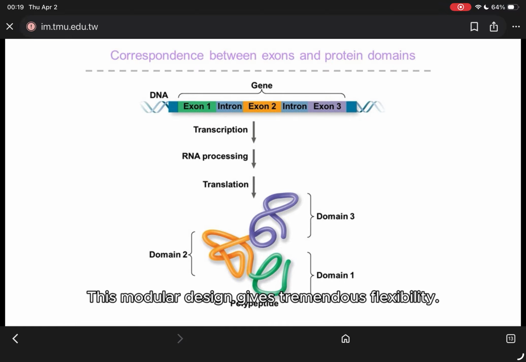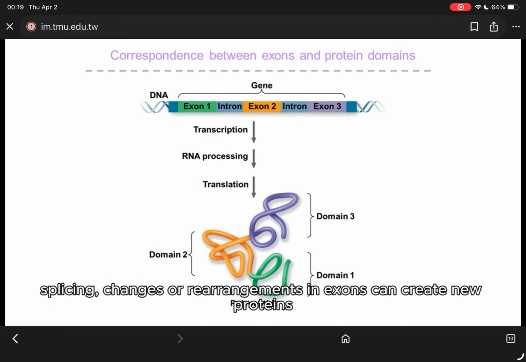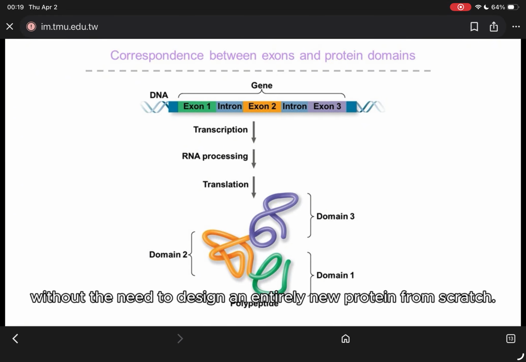This modular design gives tremendous flexibility. During evolution or through splicing, changes or rearrangements in exons can create new proteins with different functions, without the need to design an entirely new protein from scratch.